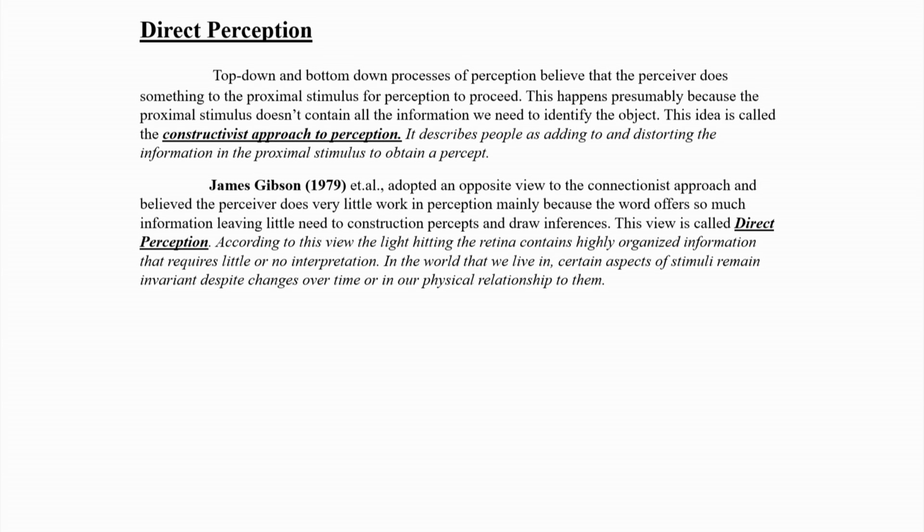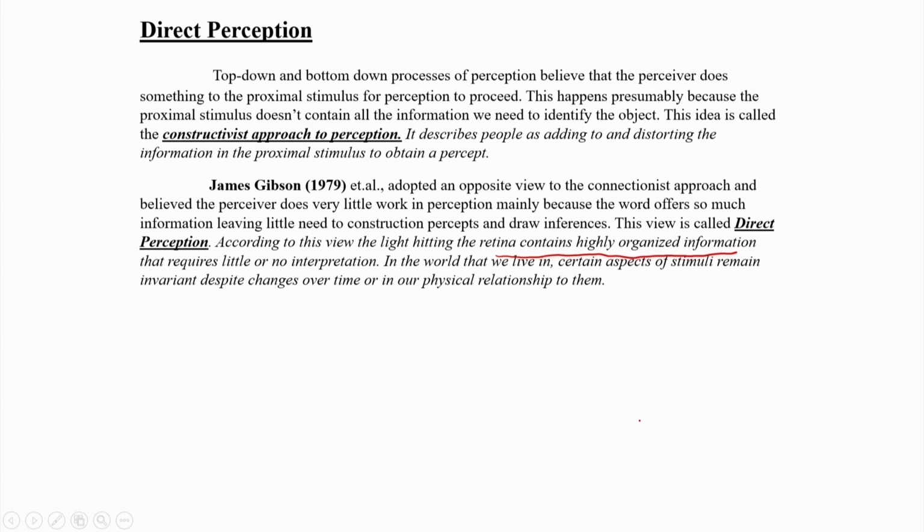Gibson adopted an opposite view to the constructivist approach, and gave us his idea of something called direct perception. Gibson believes that the perceiver, as I said, has nothing or very little to do in perception. According to this view, the light hitting the retina contains highly organized information. The information falling onto the retina has so many bits of information that the observer is not required to do anything.